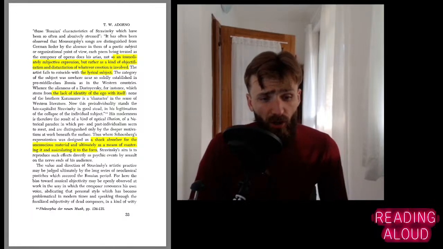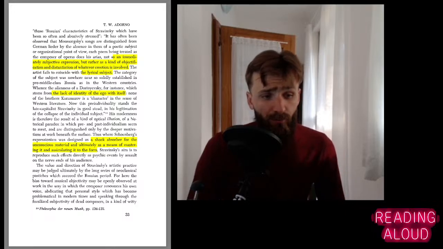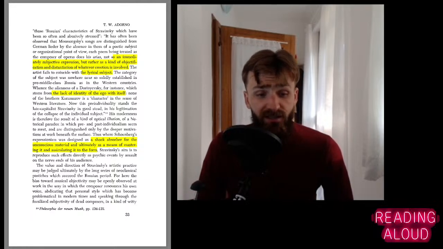The value and direction of Stravinsky's artistic practice may be judged ultimately by the long series of neoclassical pastiches which succeed the Russian period. For here the bias towards musical objectivity may be openly observed at work in the way in which the composer announces his own voice, abdicating that personal style which has become problematic in modern times, and speaking through the fossilized subjectivity of dead composers, in a kind of witty stylistic masquerade, reviving ghostly forms from a past where musical composition was still relatively free of internal contradictions.